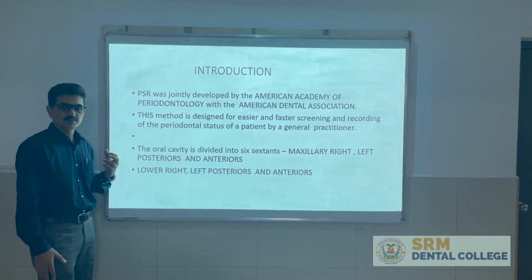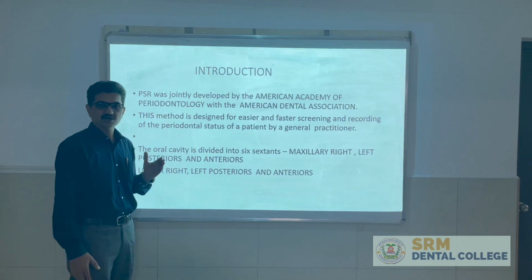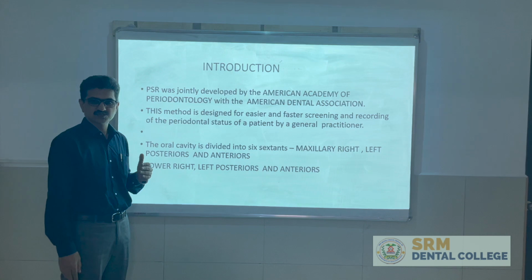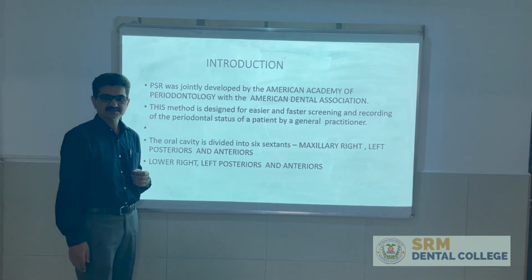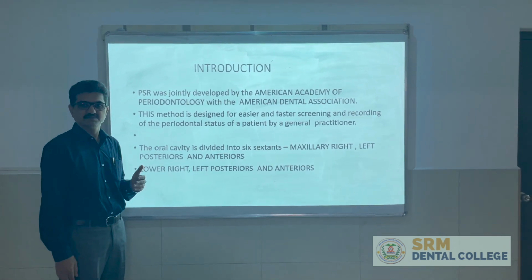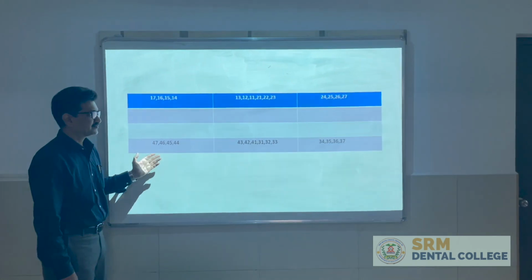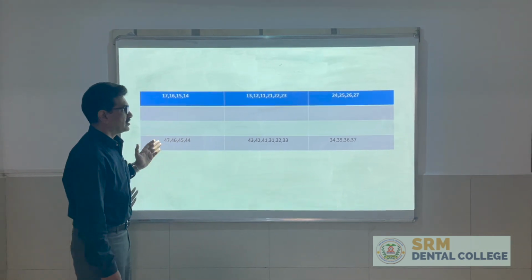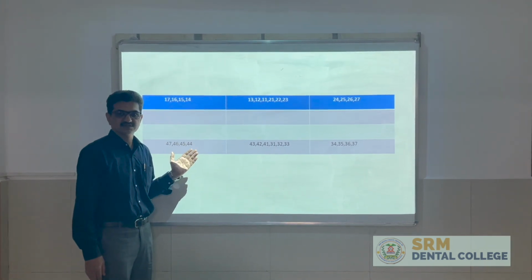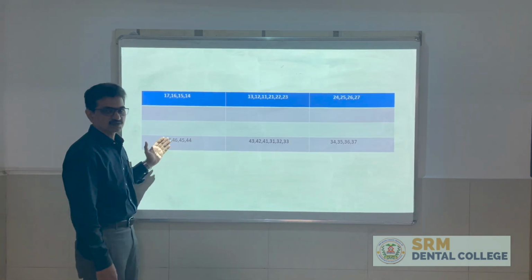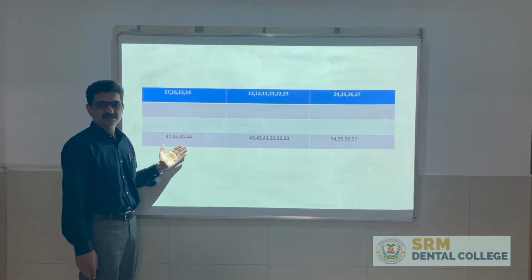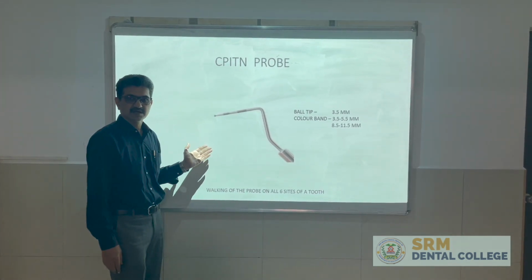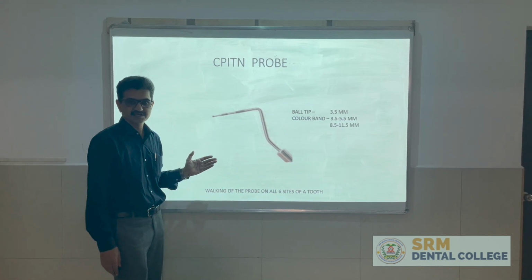So how do we go about doing PSR? You divide the oral cavity into 6 sections: upper right and left posteriors and upper anteriors, lower right and left posteriors and the lower anteriors. So this is how we divide the oral cavity into 6 sections. Next, we go about screening with the CPI-TN probe. CPI-TN probe is nothing but Community Periodontal Index for Treatment Needs.